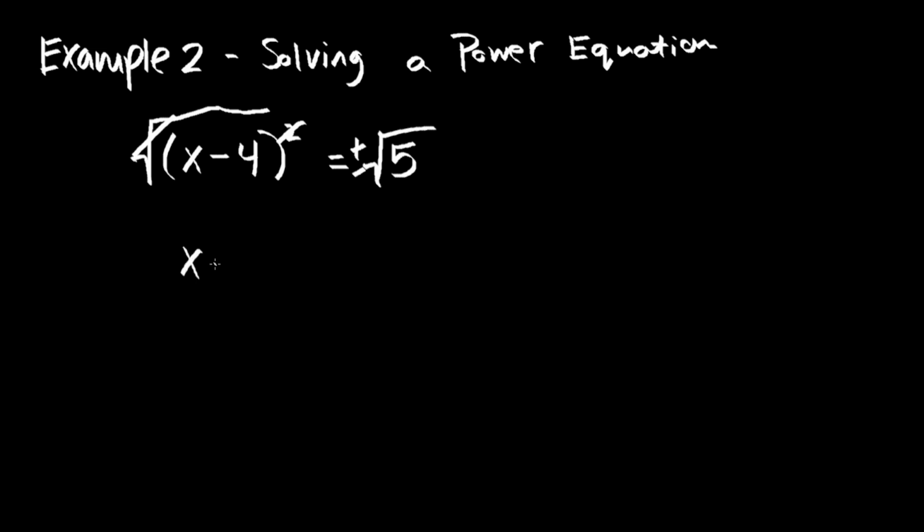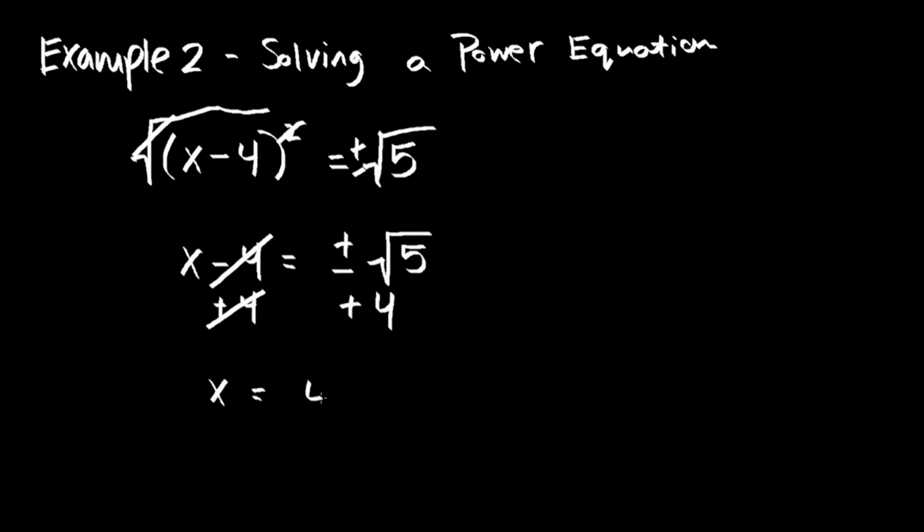So we're left with x - 4 is equal to positive and negative root 5. Then from here, we just have to get rid of this minus 4 and take it to the other side, leaving our variable on one side of the equation, and we do that by adding 4. Cancel these, but since we did it on one side, we have to do it on the other. And so we're left with x is equal to 4 plus or minus root 5. And that's our solution.